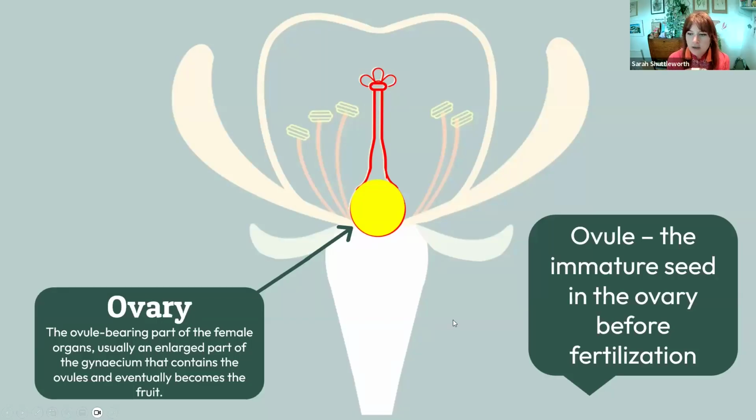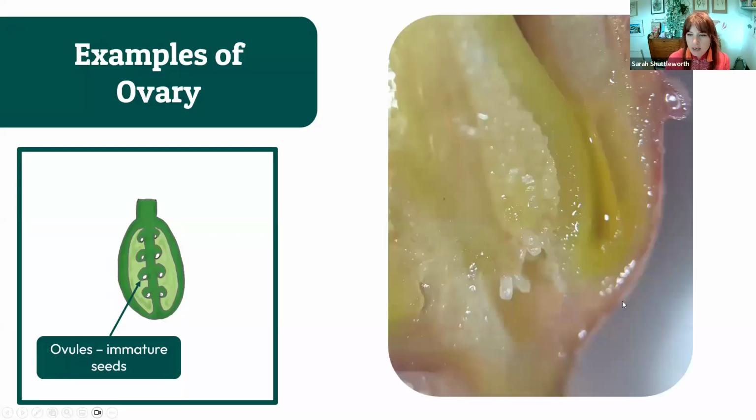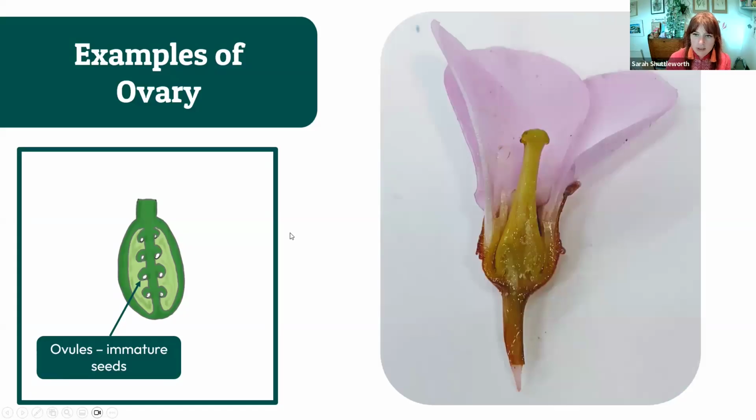The ovule is essentially the tiny immature seed in the ovary. And you can see here when we cut one in half, so this is the whole ovary, and when we look at that really close, you can see the little ovules inside. So that is the seeds for the future in there.